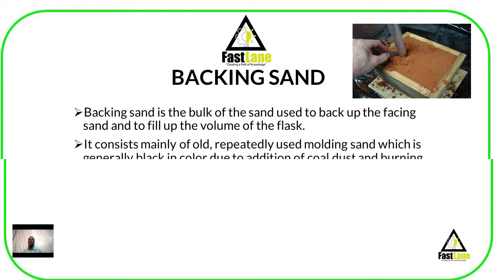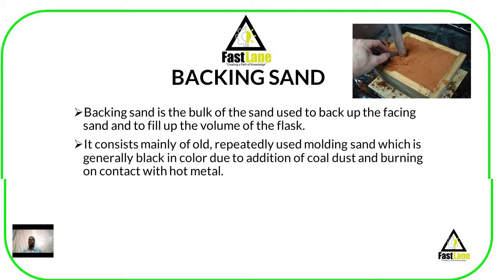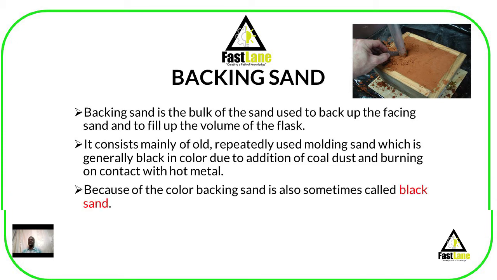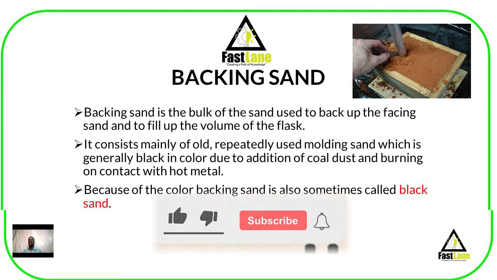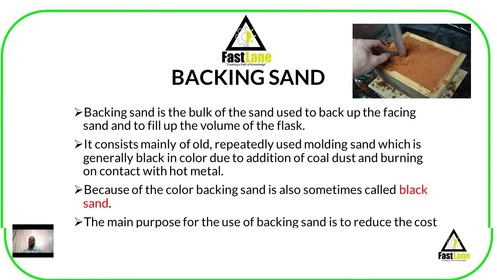It consists of mainly old, repeated sand. It is mainly old in that it is used several times. So we have to see that we use the backing sand multiple times, of course. It is used where facing sand is not enough, simply that. Because of the color of the backing sand, sometimes we call it black sand because it is somewhat black, but we call it black sand at times. We need to know that the main purpose of the backing sand is to reduce the cost of molding. That's why we use the backing sand.